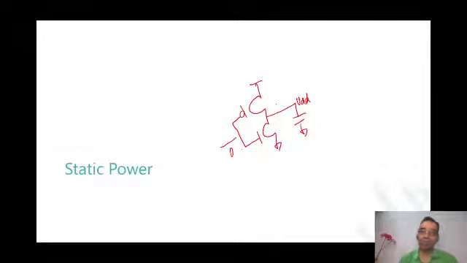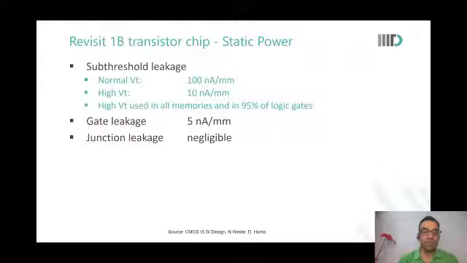So coming to static power, let us refresh about the 1 billion transistor chip that we were talking about, where we said that there were 1 billion transistors, of which 95% was memories and the remaining was logic and so on. Remember that case that we studied for the dynamic power in the last session?